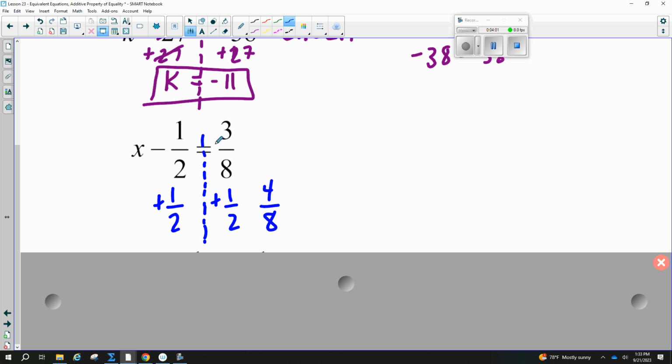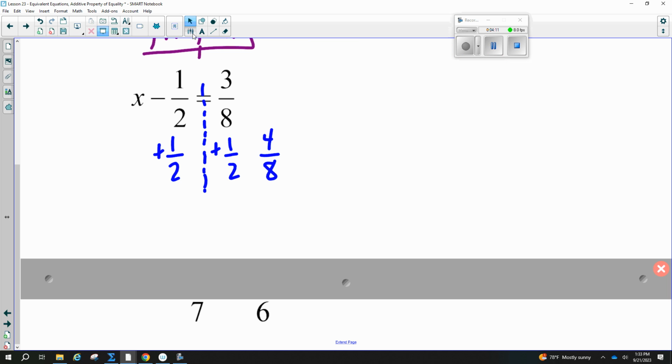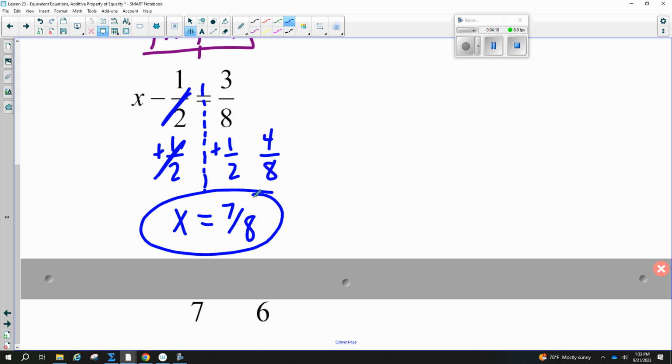That's the same as 1/2. So 3/8 plus 4/8. I ran out of room. Let me scoot this down. 3/8 plus 4/8 is 7/8. Over here, these cross out, plus and minus. We get x equals 7/8. And then we would check it by doing 7/8 minus 1/2 equals 3/8. This is really 4/8, common denominators, so I get 3/8 equals 3/8.